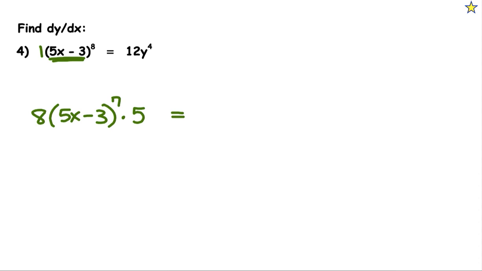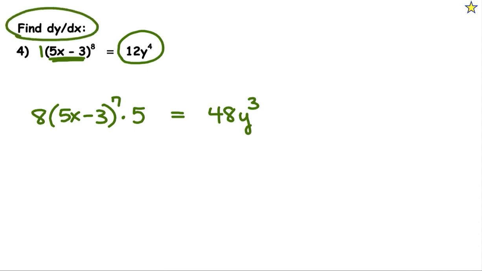Right-hand side. What's the derivative of this? Well, again, power rule, 4 times 12, that's 48. Y to the go down by a power, 3rd power. All right. Find dy/dx, the directions say. Oh dear, I don't have one. Yeah, because you forgot that the y is the wrong letter. You need a dy/dx then? Yeah. Okay. Now we're ready to rock and roll.